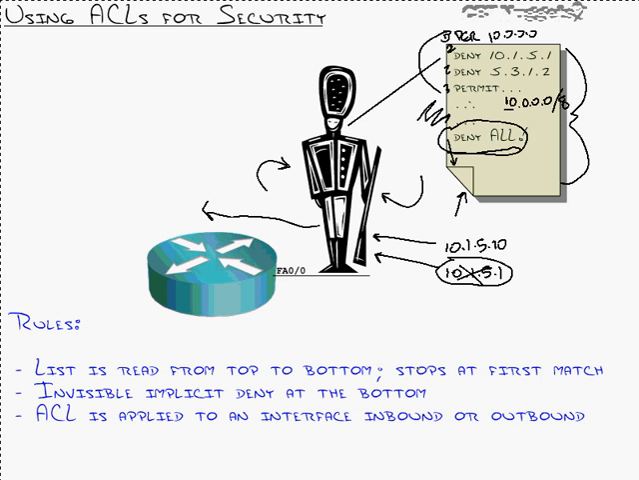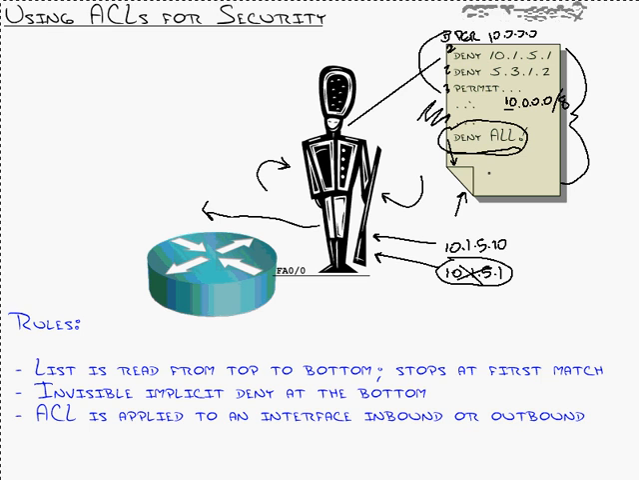So I guess you could state it in a way that says, if you are not explicitly permitted in that access list and you reach the bottom, you will be denied. There's no question about it. If you make your way all the way down through that list, you're going to hit the invisible deny at the bottom of the list.